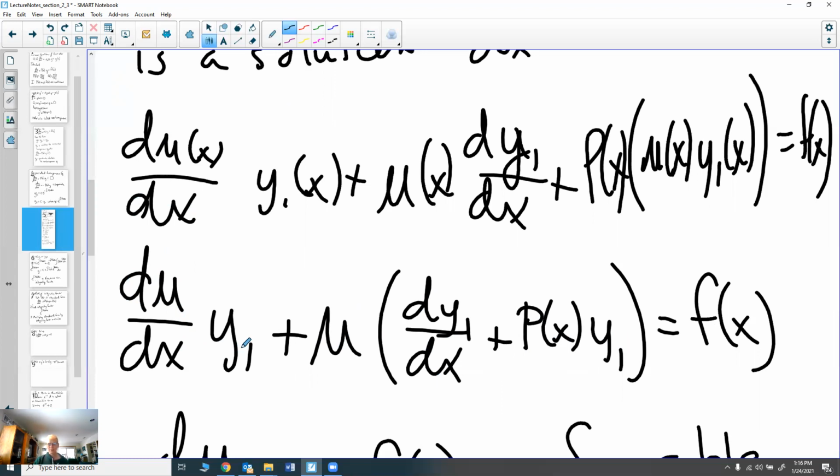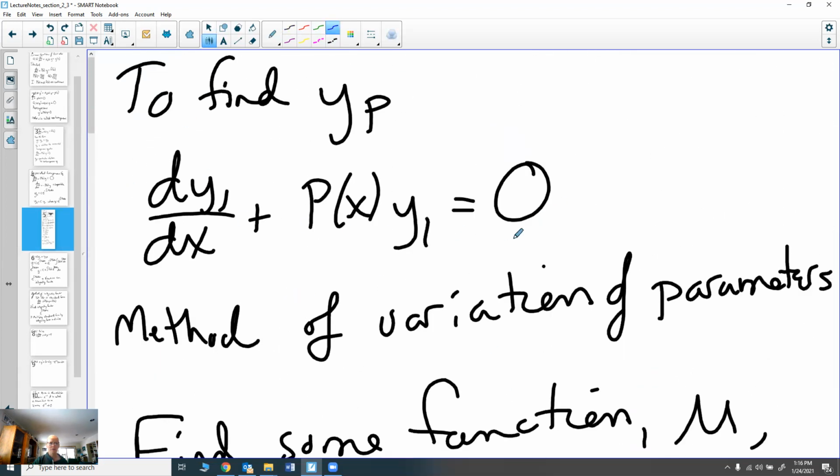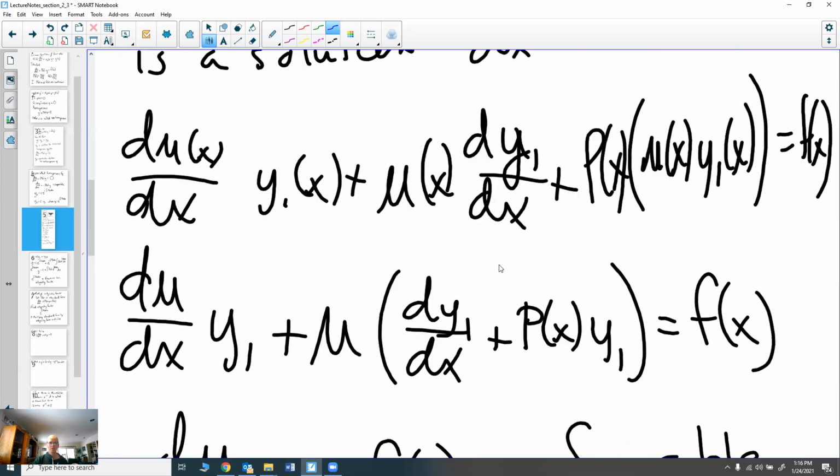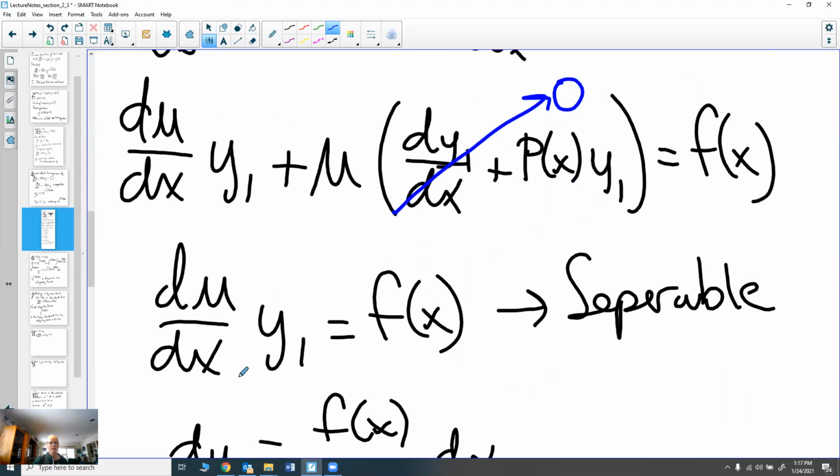But I want to point out something to you. dy1/dx plus p(x) times y1, that was my homogeneous equation. That is, in fact, the equation that we did up here. That was my homogeneous equation up here, and we said it was equal to 0. So this is actually equal to 0, so this just goes away. That term is now gone. So d mu/dx times y1 equals f(x) is what we have left.